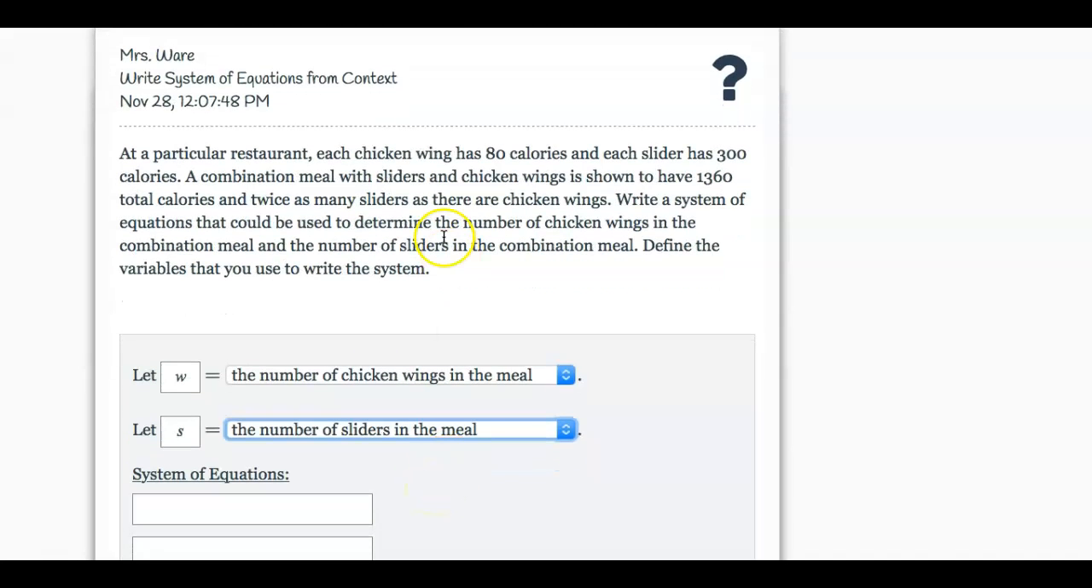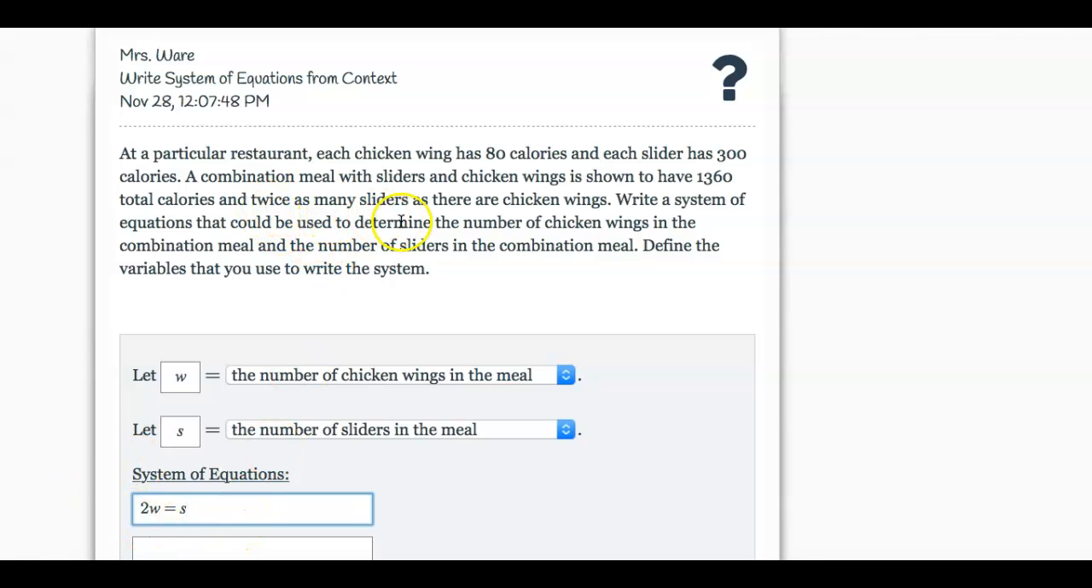Okay. So if we know, let's start with this. We know there's twice as many sliders as chicken wings. So the sliders is the bigger number. Like the sliders might be 14 and the chicken wings might be 7. So I've got to take 2 times the wings. So 2 times W would equal my sliders. And then after you put your equation down here, go back and read the sentence and see if it makes sense.